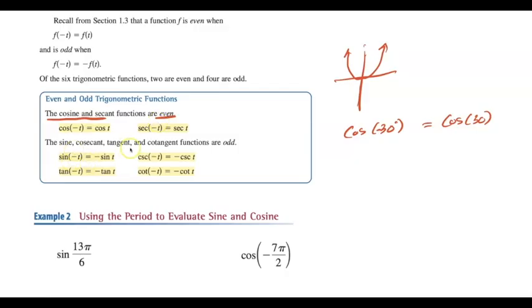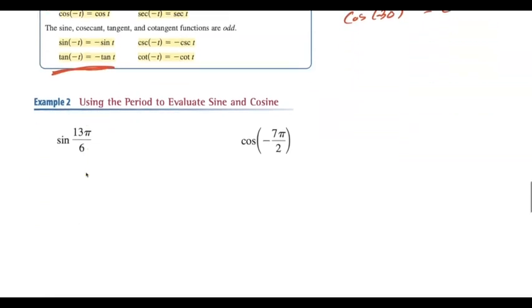And then sine and tangent are odd functions. So you can pull the negative out. Again, these are just shortcuts. If you know them, it makes life a little easier.